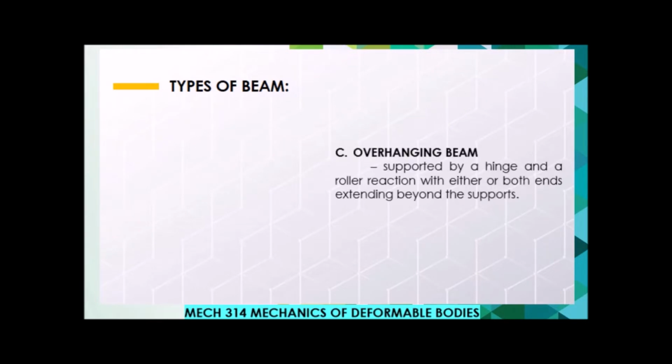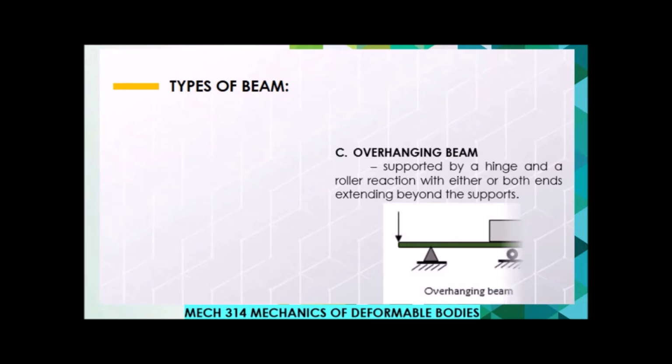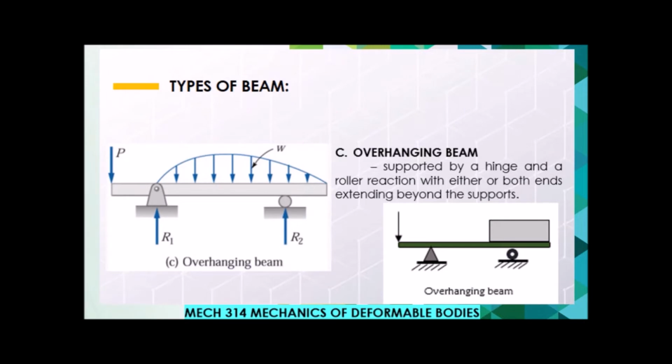So, another type ng beam is yung overhanging beam. So, this beam is supported by a hinge and a roller reaction with either or both ends extending beyond the support. So, ito class, halos kagaya lang siya ng simply supported beam. So, meron lang siyang isang side na pwedeng isa or dalawa na naka-overhang. So, itong three types ng beam na to is under the statically determinate beams.